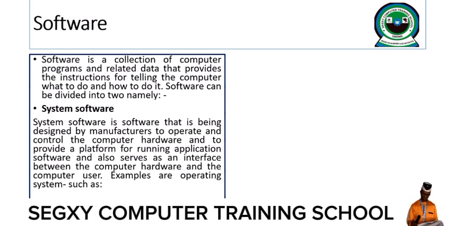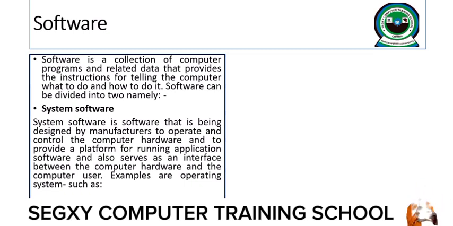Software is defined as a collection of computer programs and related data that provide the instructions for telling the computer what to do and how to do it. So that's what software does. It gives an instruction. You program it. We have programmers, computer scientists, that develop and write programs to give instructions: what should the computer do, and how should it do it? That's what software is all about. It is basically divided into two main types: system software as well as application software.